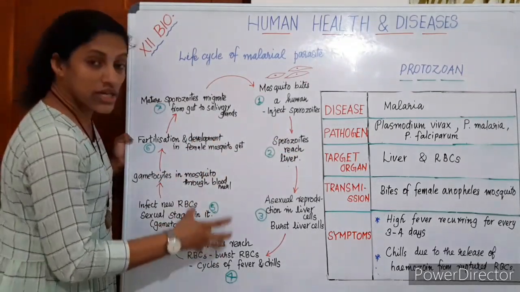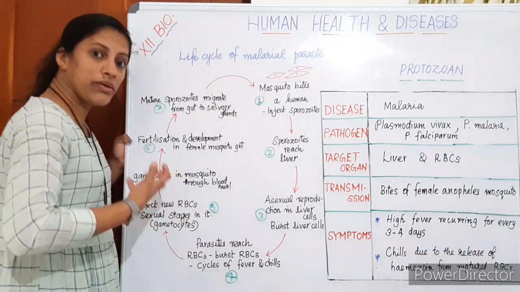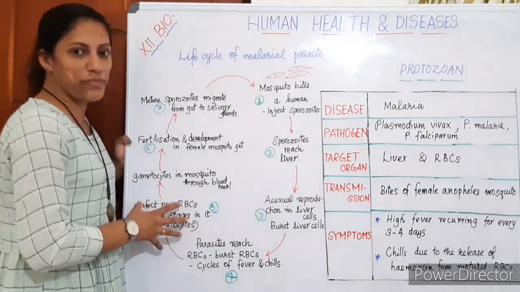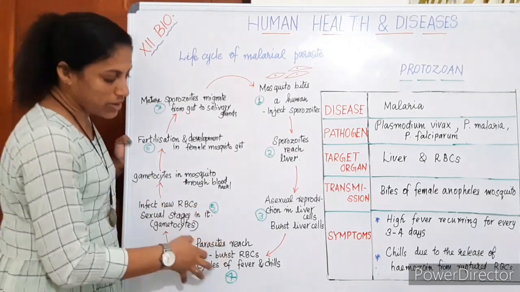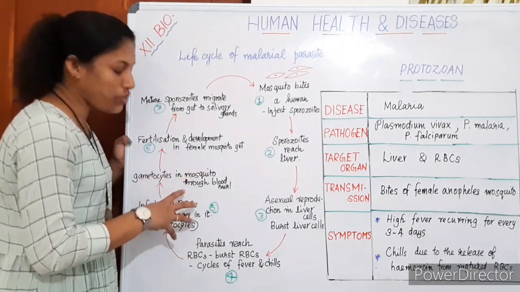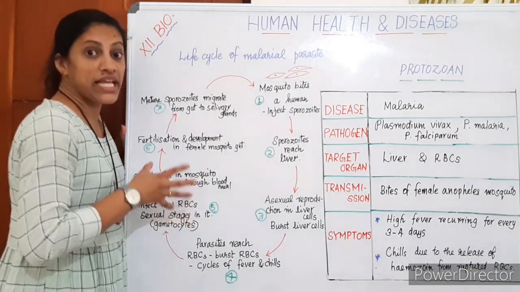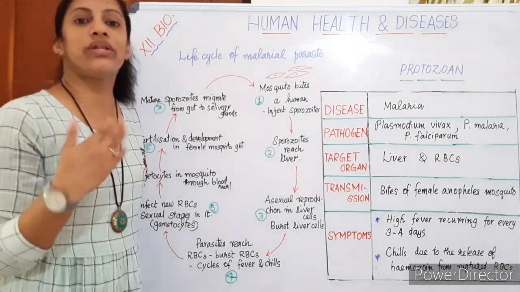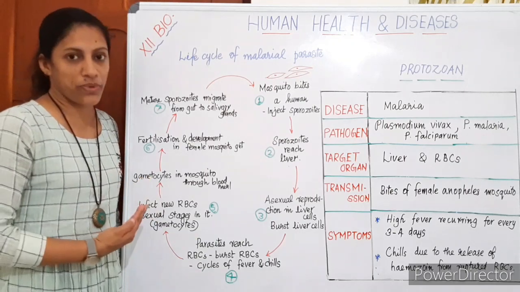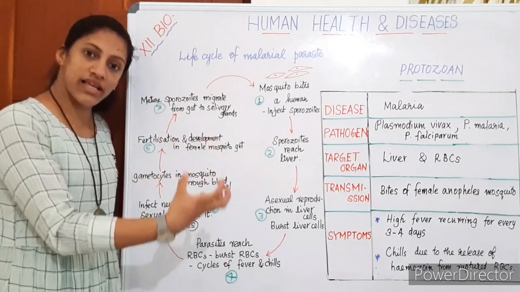Then after that, it is attacking new RBCs. The pathogen will be in high number. It infects new RBCs. Previous RBCs are ruptured, destroyed, and it attacks new RBCs, and within the new RBCs, it is forming its sexual stages. It is preparing for sexual reproduction. The two sexual stages, gametes, will be formed in the cells.